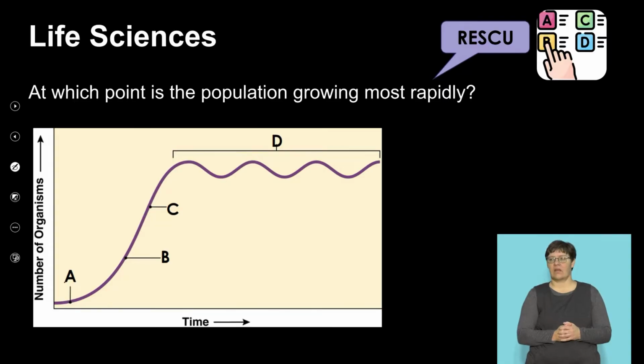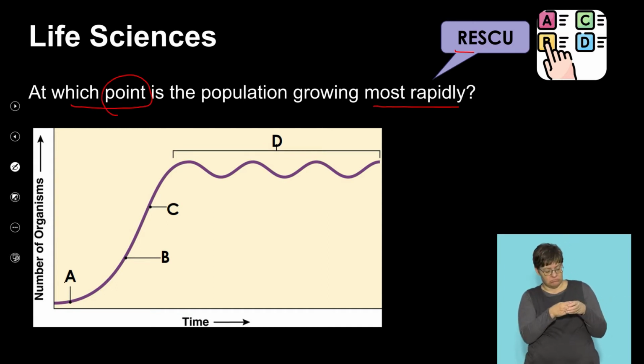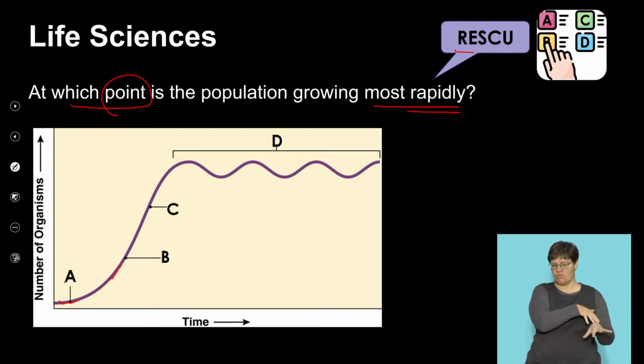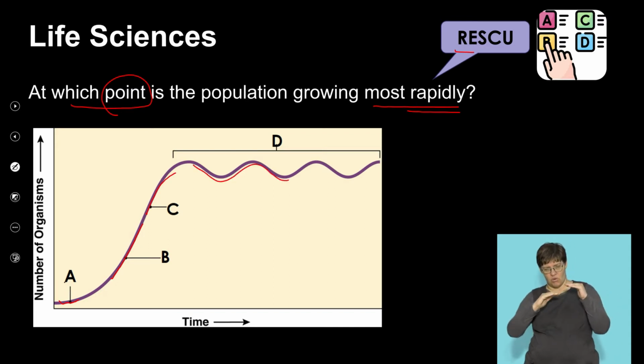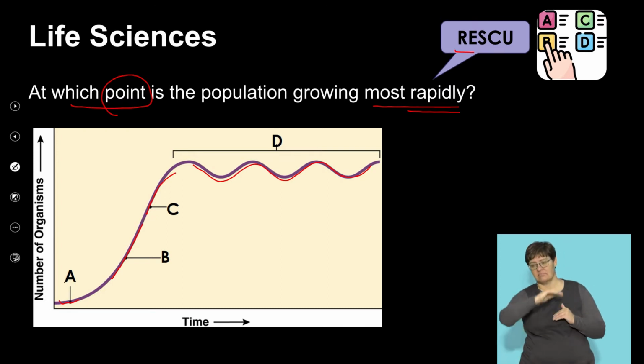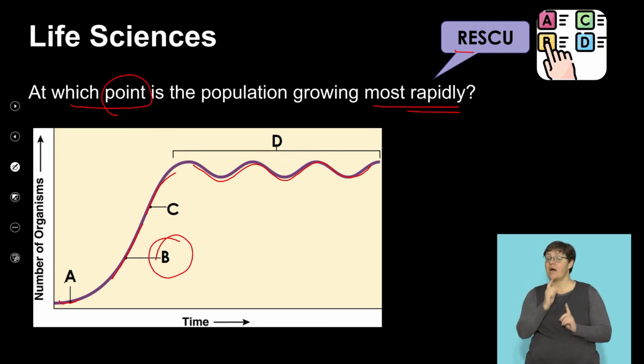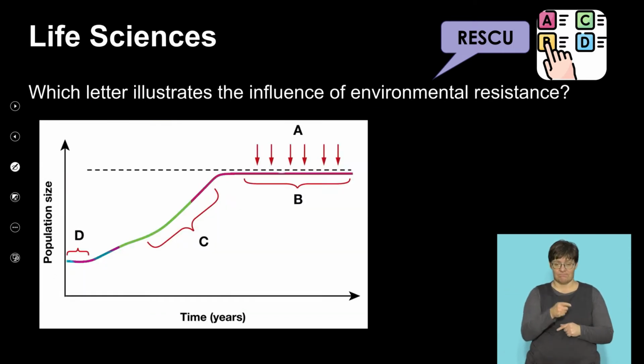Let's use our RESCUE strategy to read the question. At which point is the population growing most rapidly? Well, if we look, we've got A, it's growing quite slowly. B, it's growing very rapidly. C, it's going to start slowing down or decelerating. And D, it's going to fluctuate. So our answer here is B. It's growing most rapidly at point B.